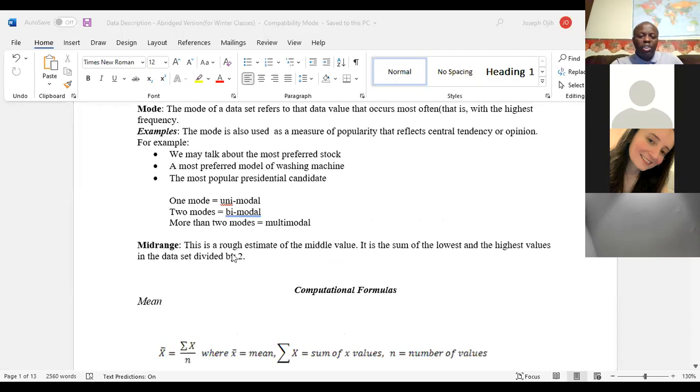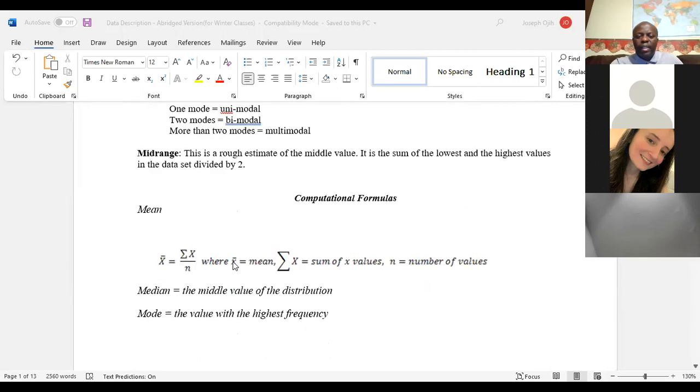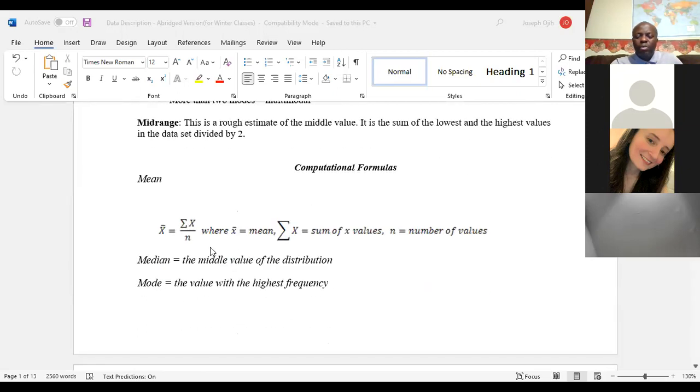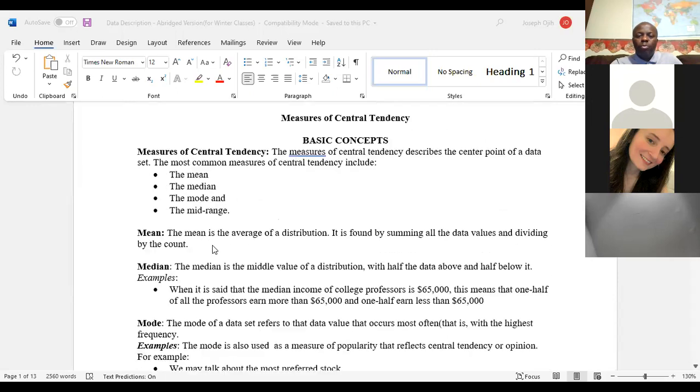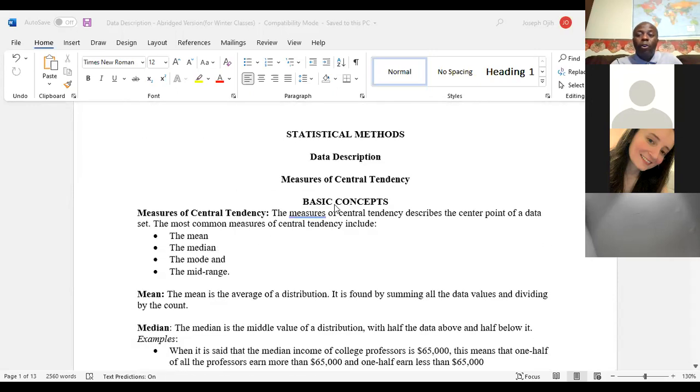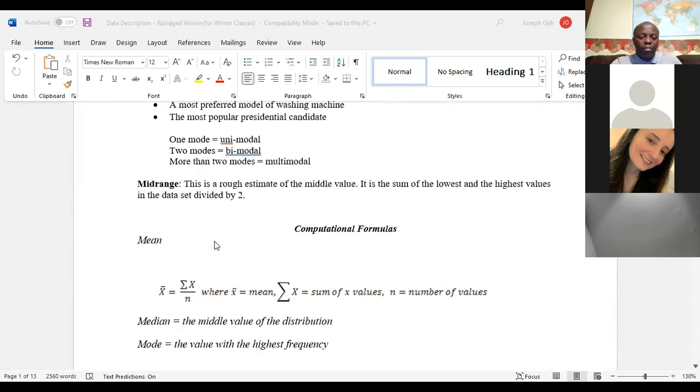Now for mid-range, this is just a rough estimate of the middle value. We get it by adding the maximum value plus the minimum value, then dividing the result by 2. So these are the computational formulas we use. Now, remember, what we are doing tonight will be for ungrouped data. Tomorrow we'll do the grouped data. So for ungrouped data, it's very simple.